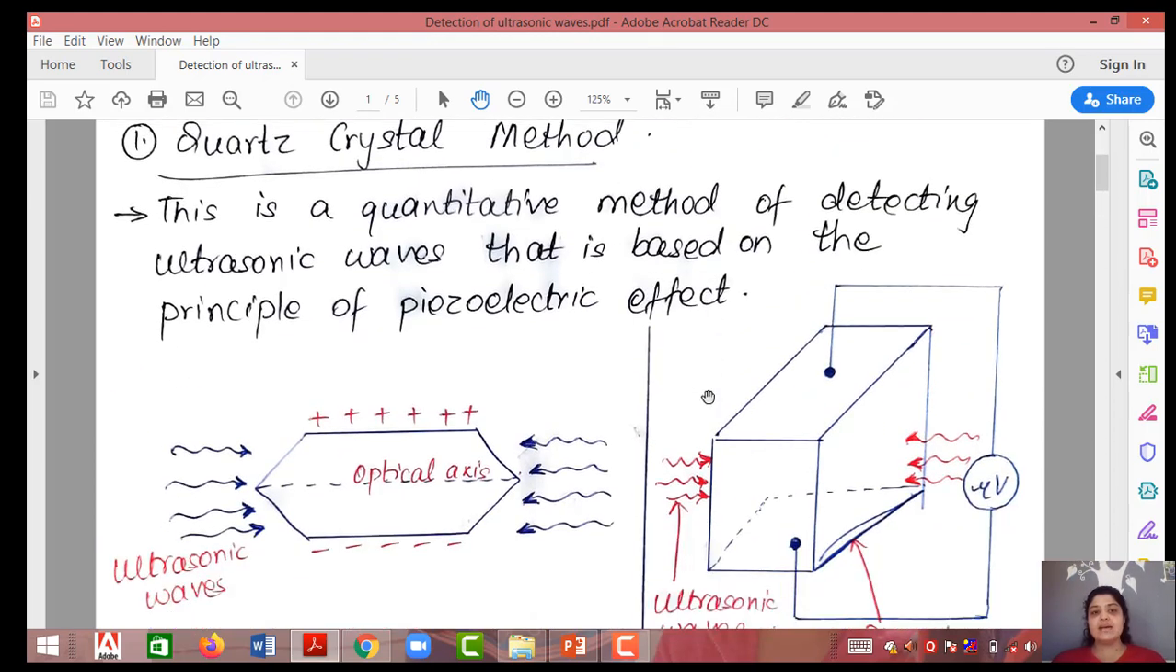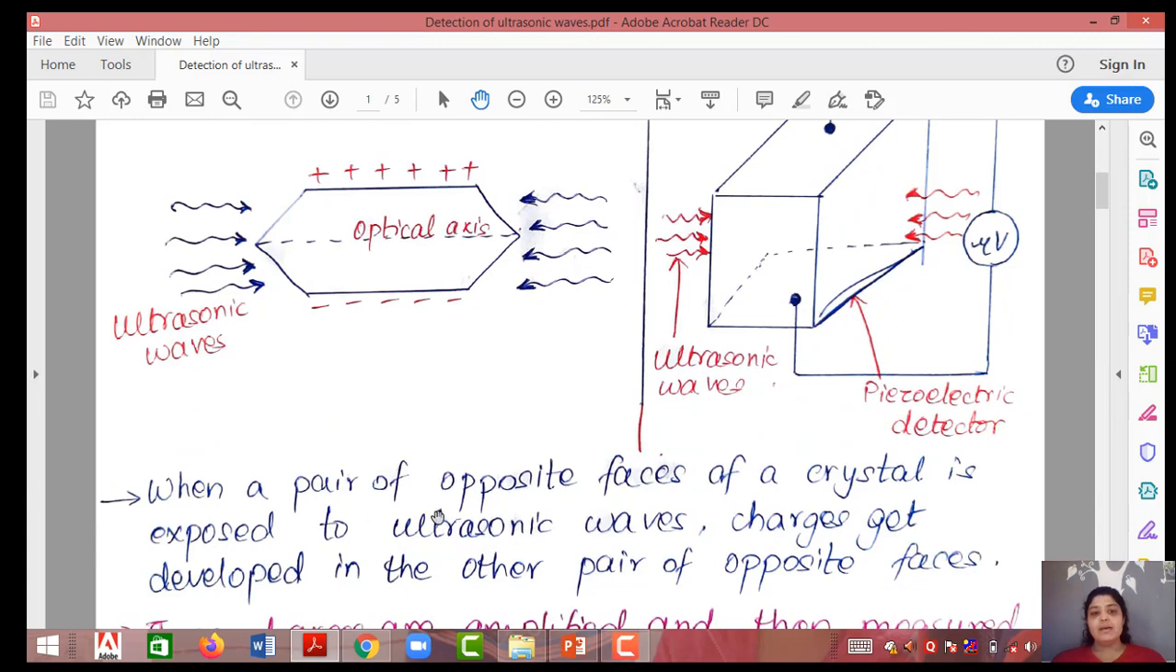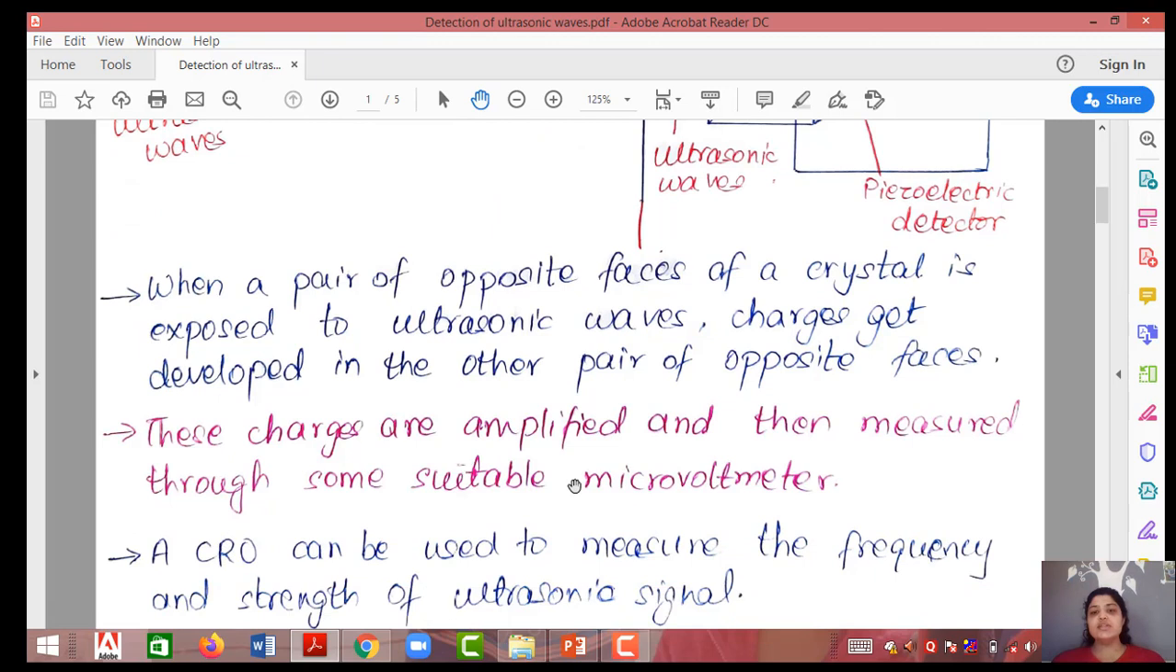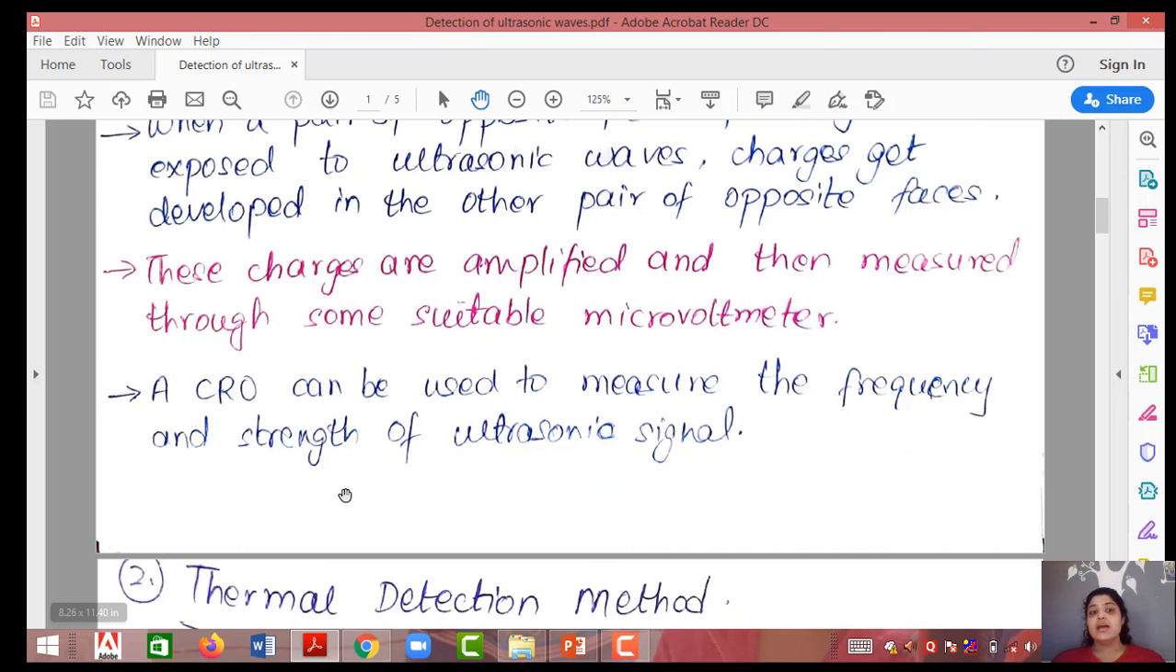This method is known as a quantitative method. When a pair of opposite faces of a crystal is exposed to ultrasonic waves, the charges get developed in the other pair of opposite faces. These charges are amplified and then measured through a suitable microvoltmeter. You can connect a CRO and also measure the frequency and the strength of the ultrasonic signal. As we said, it is a quantitative method, meaning you can come to know what frequency of ultrasonic waves are present. It actually derives the value also, and that is why it is known as a quantitative method.